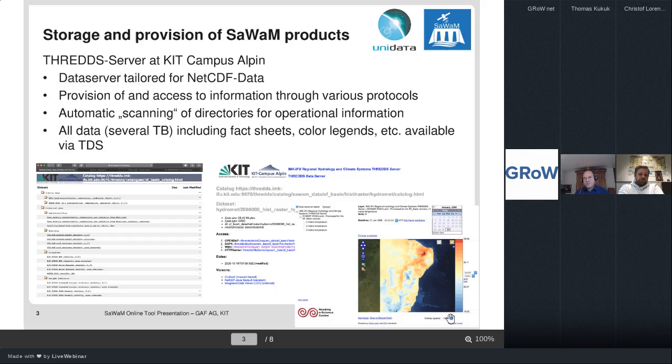It is additionally scanning the directories for new data and for operational information and providing it to our tool, to the SaWaM online tool. All this data, and these are several terabytes, are accompanied by fact sheets, color legends, and all this data is provided via the THREDDS server, which is the data source for our application here.